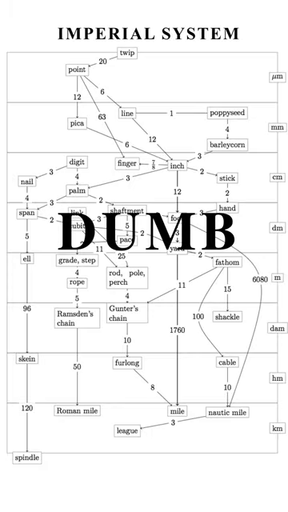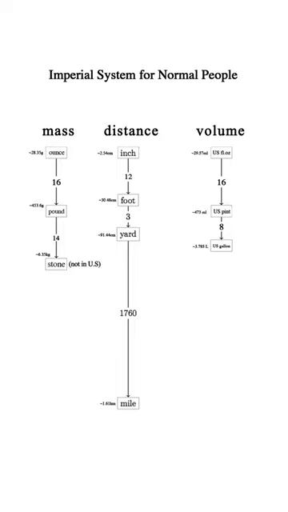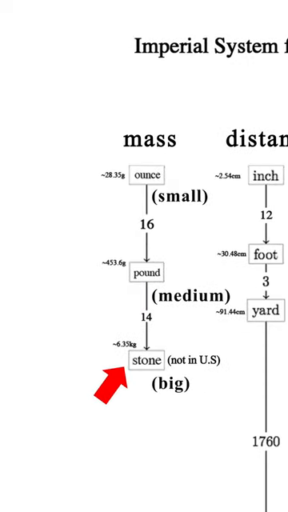The Imperial system is so dumb. How does anyone make sense of this? Well, in reality, this is all regular people actually use. There's a small, a medium, a big, and sometimes a bigger.